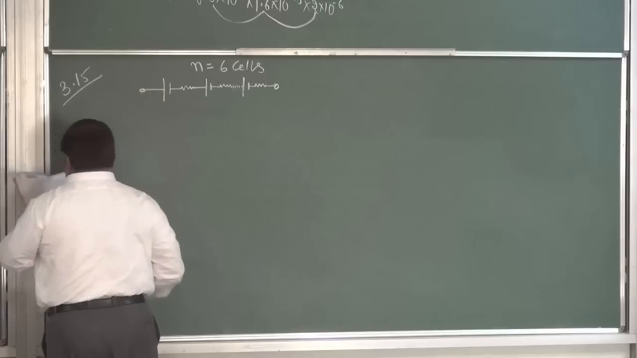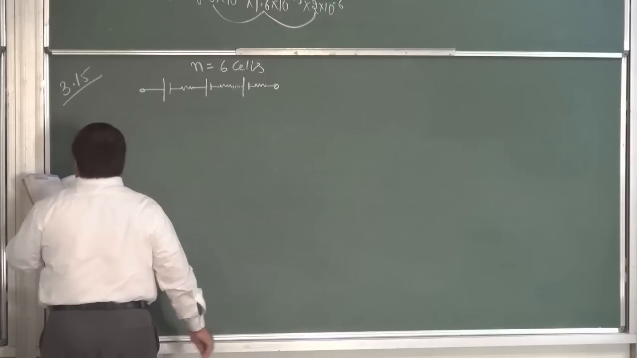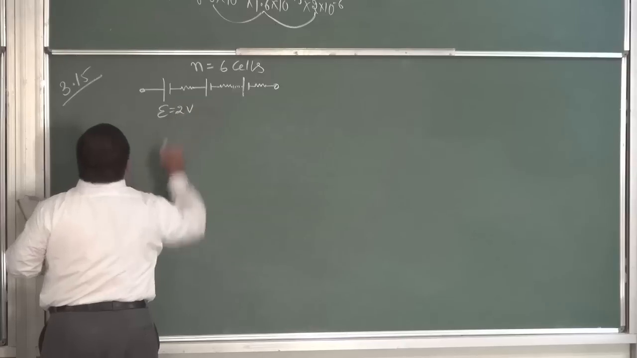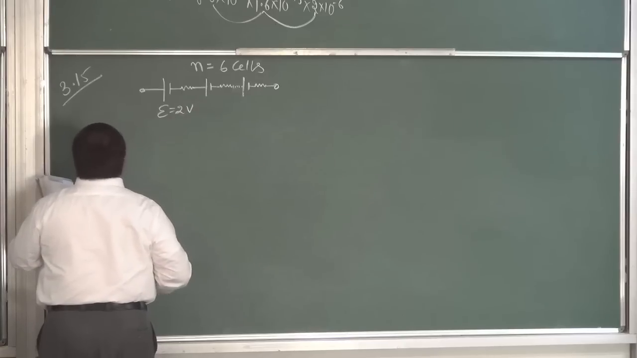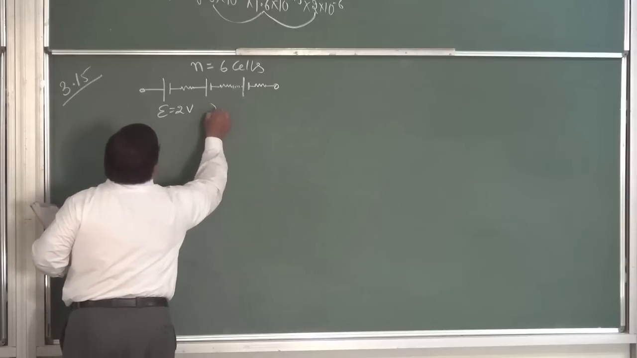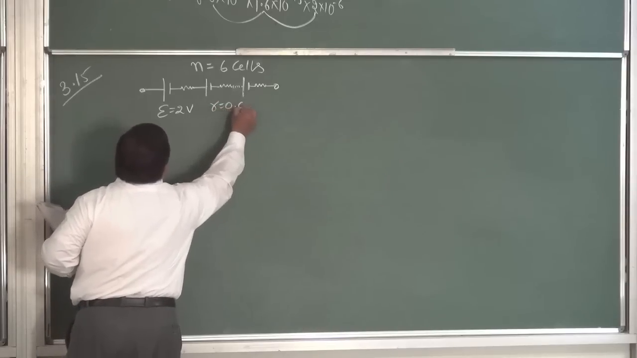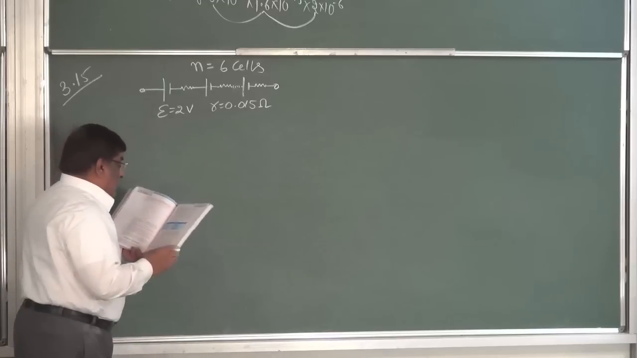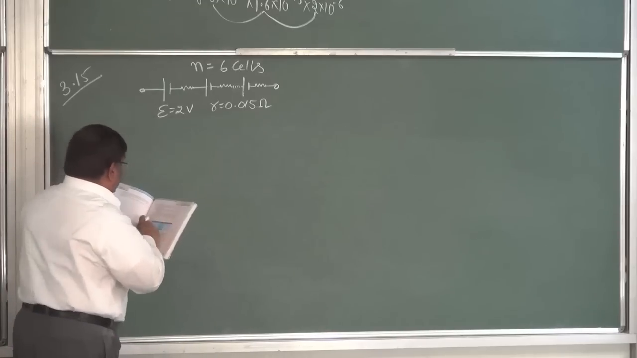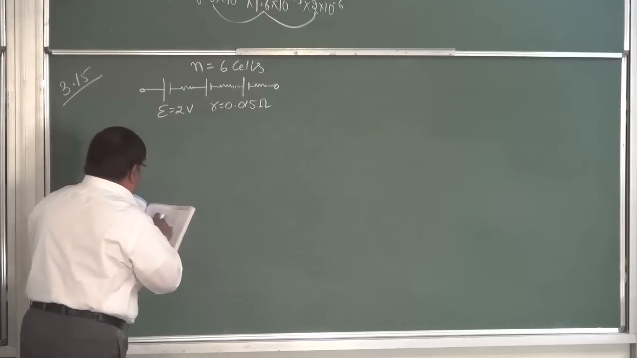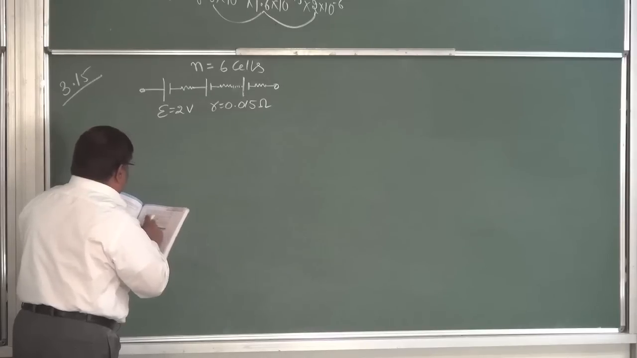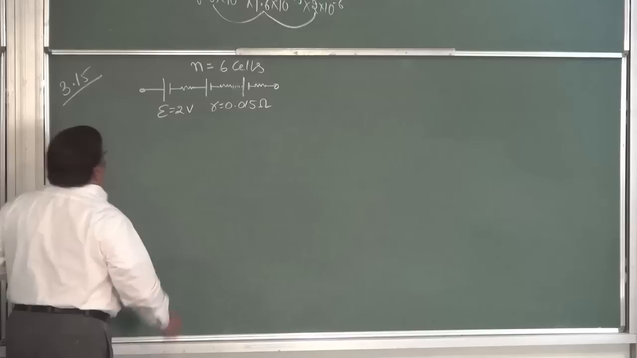These are connected here, and it is given each has EMF 2 volt. Internal resistance r is equal to 0.015 ohm. It is given to us. Then they are joined in series to provide a supply to a resistance of 8.5 ohm.